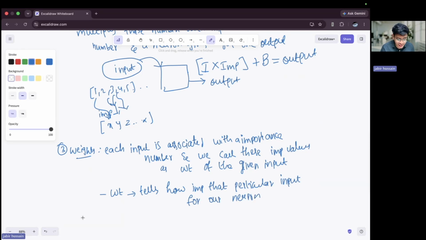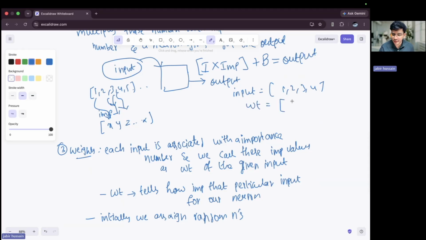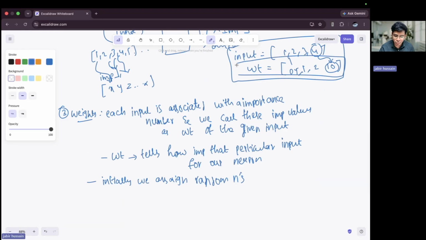And initially, let me write it. Initially we assign random numbers in weights, right? So if your input looks something like this, like 1, 2, 3, 4, and then we'll have weights associated with it, like 0, 0.5, 1, 2, and 10. So you can see that for this given input and weights for our neuron, 4 is the most important number because it has the highest weight. And initially this weight array is very random numbers.